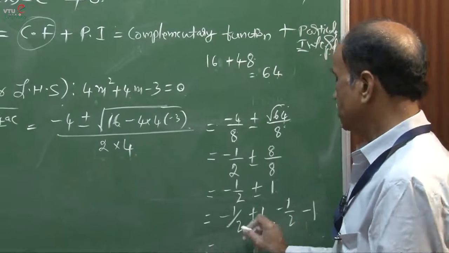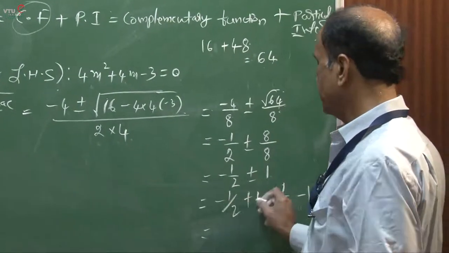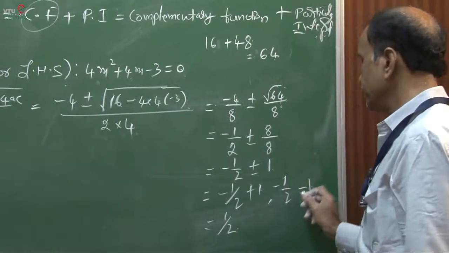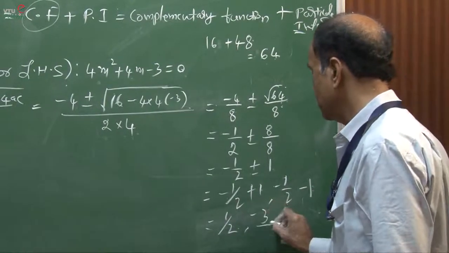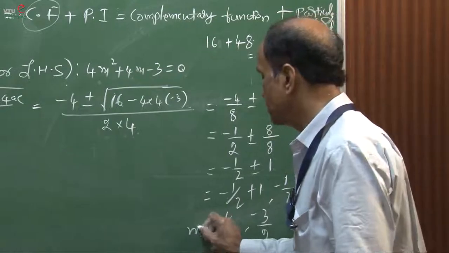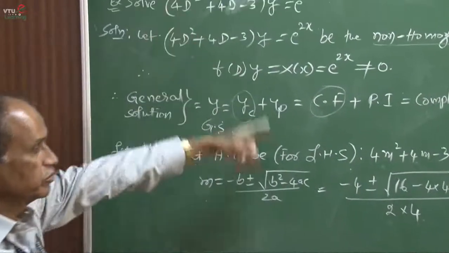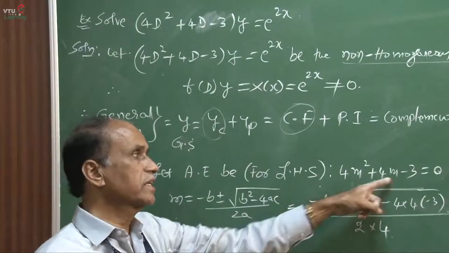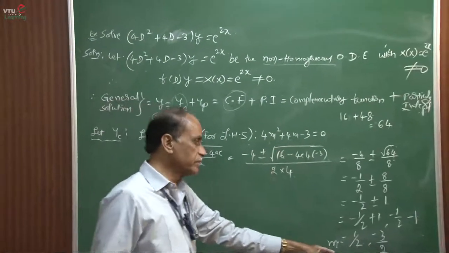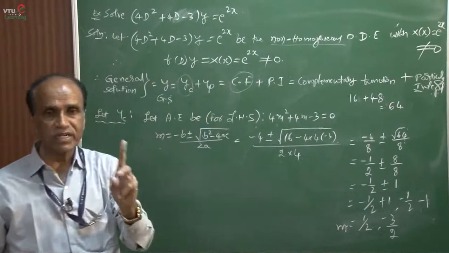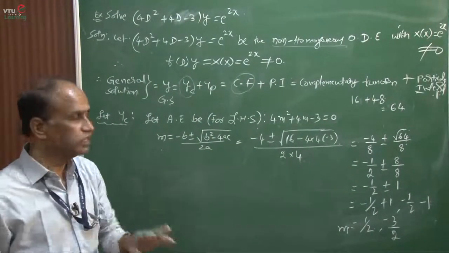This becomes how much? Minus 1 by 2 plus 1, that is 1 by 2, and minus 1 by 2 minus 1, it is minus 3 by 2. This is m. For the second order derivative, you must expect a second degree auxiliary equation, and you must expect the corresponding number of roots. The roots are m1 and m2. There must be two roots.